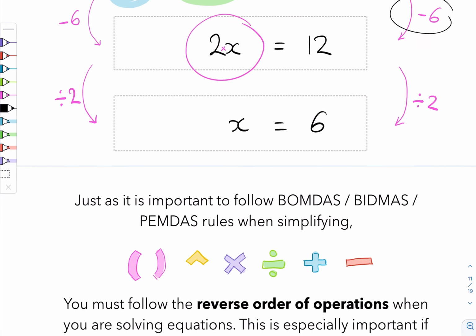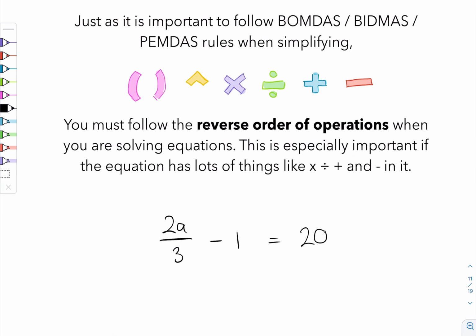All right, moving on. Just as it is important to follow BOMDAS or BIDMAS or PEMDAS, whichever you've been taught in the past, when you're following those rules when you simplify, you must use the reverse order of operations when you are solving an equation. This is especially important if the equation has lots of those different icons in there.